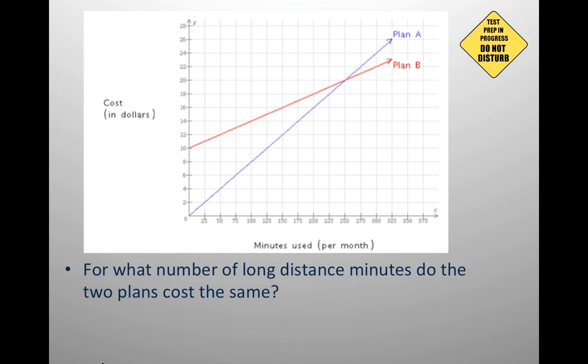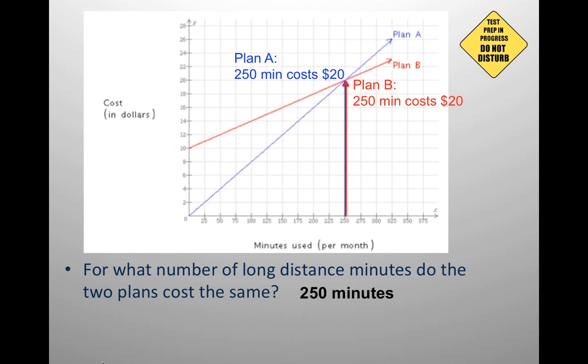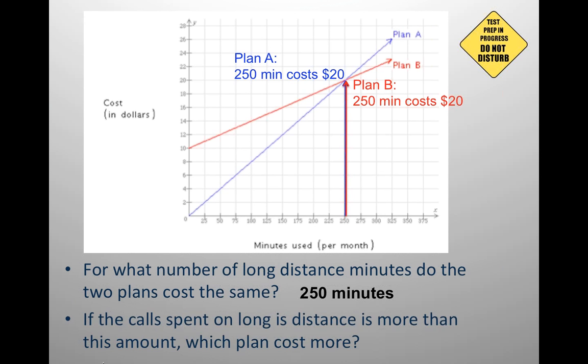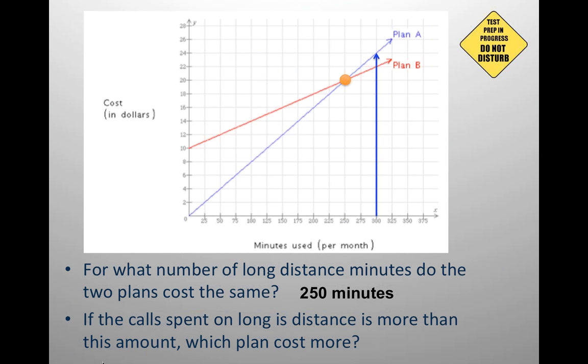It says, for what number of long distance minutes do the two plans cost the same? That's your break-even point. They cost the same right there. So it's $20. If the cost spent on long distance is more than this amount, which plan costs more? Okay, so right there, once we go above the break-even point, where they cost the same, we can see plan A actually costs more than B.